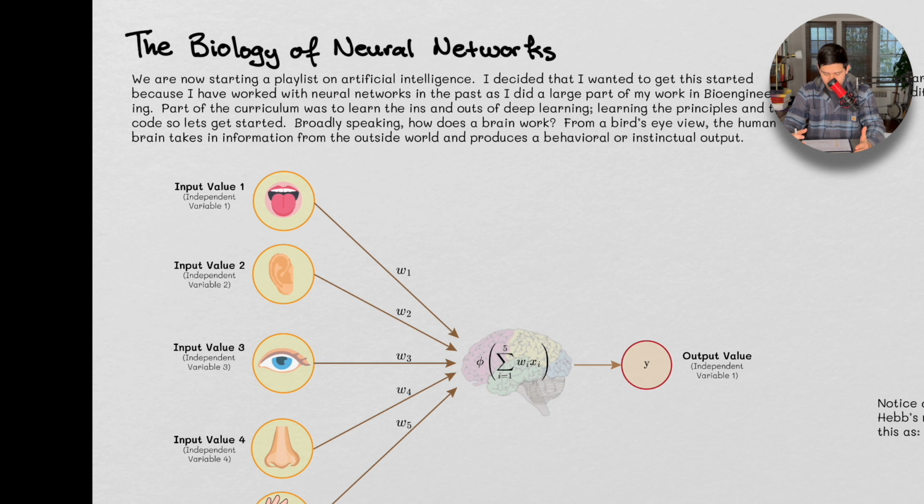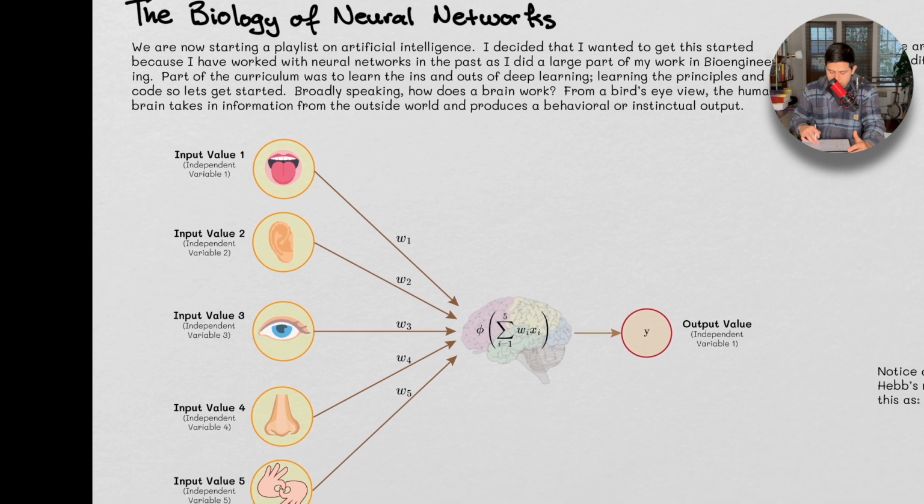So I decided I wanted to get this started because I worked on neural networks in the past, and I did a large part of my work in bioengineering working in neural networks. Mostly in MATLAB, but I'm sort of starting to get used to Python also. And part of the curriculum, again, was to learn the ins and outs of deep learning, and so learning the principles and the code and so forth. And so let's go ahead and get started.